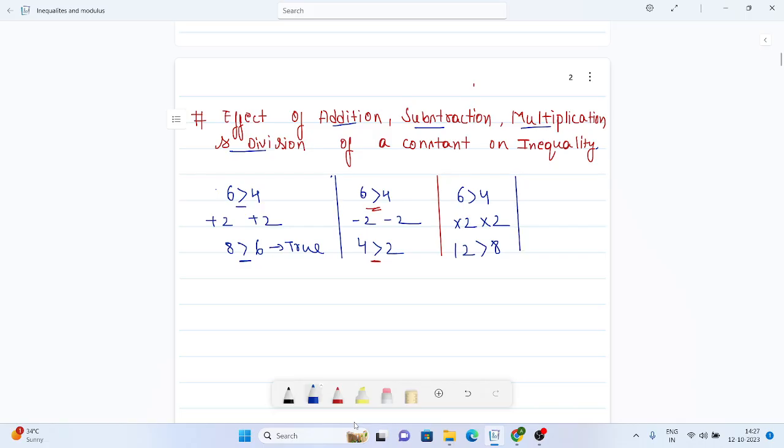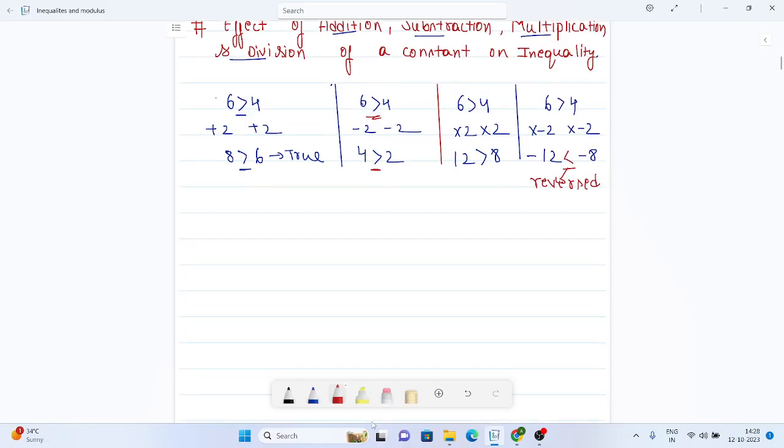these with a negative constant. 6 is greater than 4, and if I multiply by minus 2 on both the sides, you get minus 12 and minus 8. Now you tell me, is minus 12 greater or minus 8 greater? So definitely minus 8 is greater. Now here the sign is reversed from earlier. So you remember that when you multiply both sides of an inequality by any negative constant, your sign gets reversed. Now come to division.